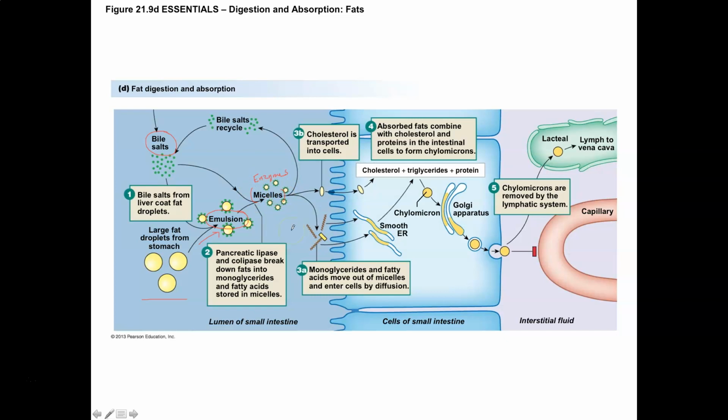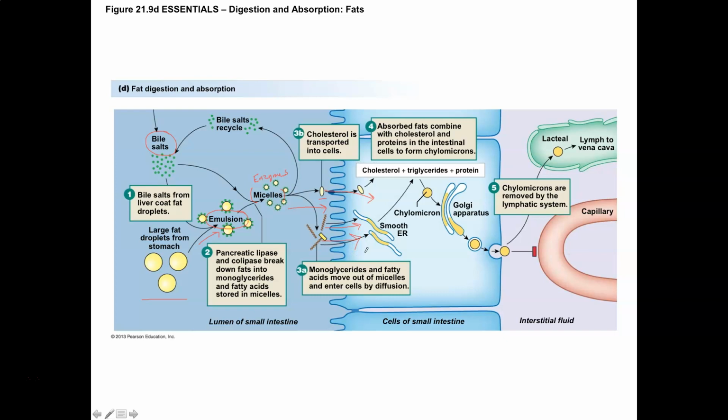Once you have these micelle structures with this digested material, you're going to see the micelles begin to move closer to the epithelial cells. And once we get near the epithelial cells, then we can start seeing absorption taking place. So the cholesterol from the micelles, this is a cholesterol structure here, is being transported into the epithelial cells. And then we also have the absorption of monoglycerides and fatty acids. So those are coming out of the micelle structure, and then they are moving across the plasma membranes into the epithelial cells.